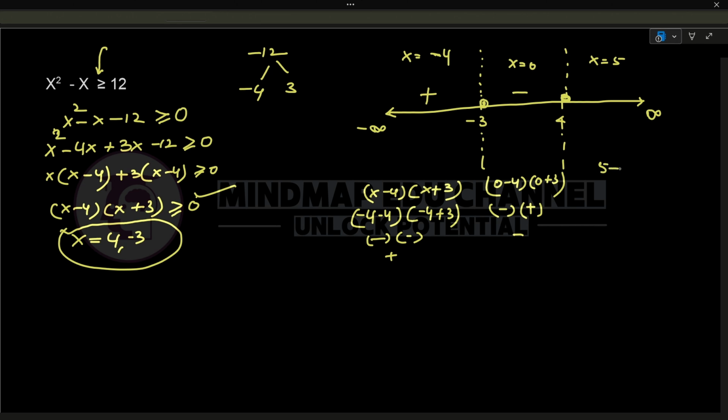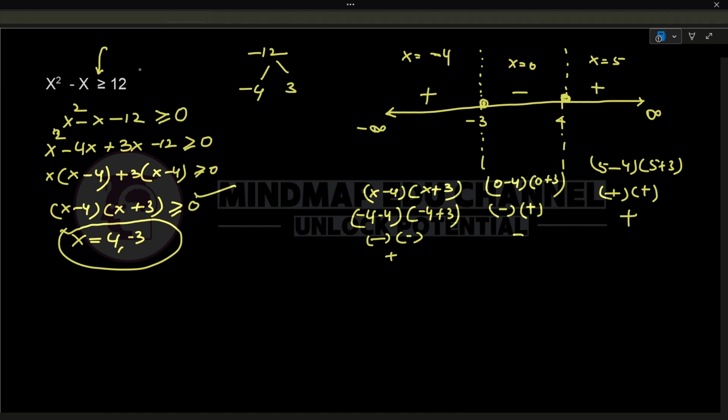And let's plug in 5. 5 minus 4, 5 plus 3. So here it will be plus, plus. So the result will be positive. Now, which section will be included in the solution? Which section we should select here from the number line?